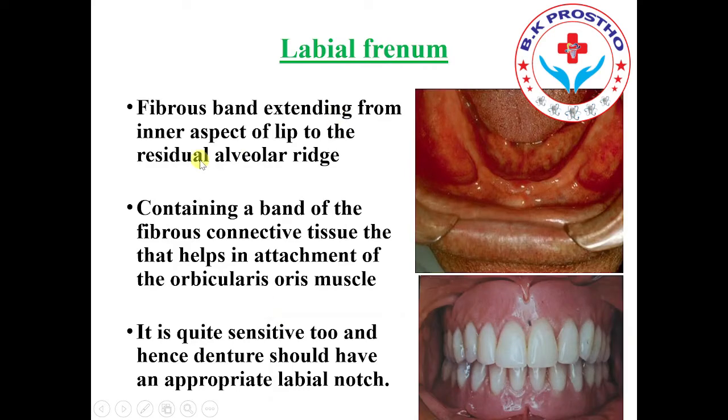Labial frenum. This labial frenum is a fibrous band which extends from the inner aspect of the lip and is attached to the residual alveolar ridge. Either it is attached near the crest of the ridge or far away from the ridge, containing a band of fibrous connective tissue that helps in attachment of the orbicularis muscles and is quite sensitive. Hence, the denture should be appropriately notched, and the notch should be wide and deep enough to allow the labial frenum to pass into it.